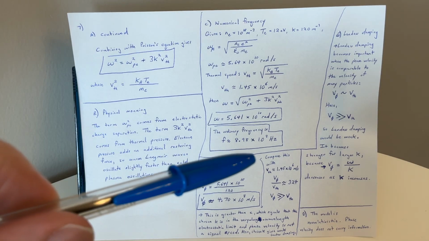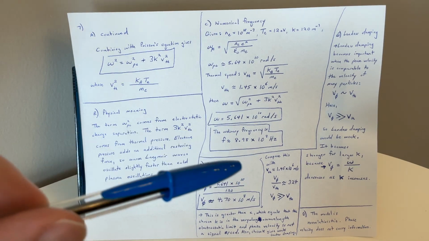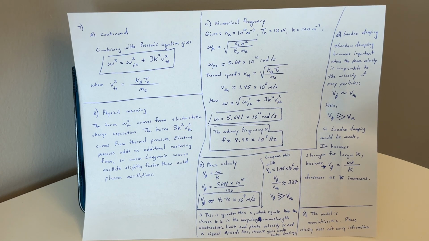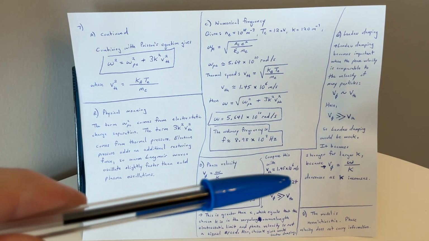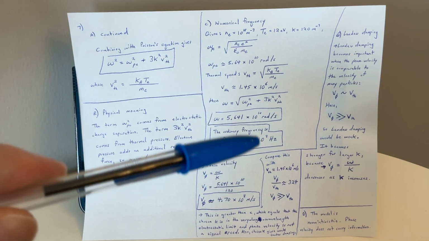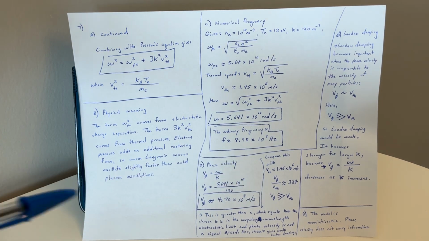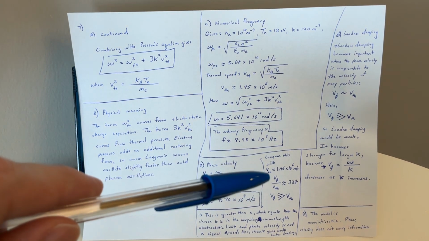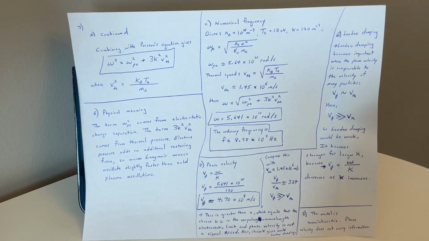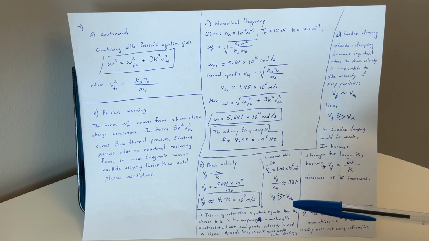So what we're going to do is compare this with V sub Th, which is 1.45 times 10 to the 6th meters per second. If we make a ratio, V sub phi over V sub Th, that gives you 324. So a ratio of about 324 to 1. So V sub phi is much, much larger than V sub Th.